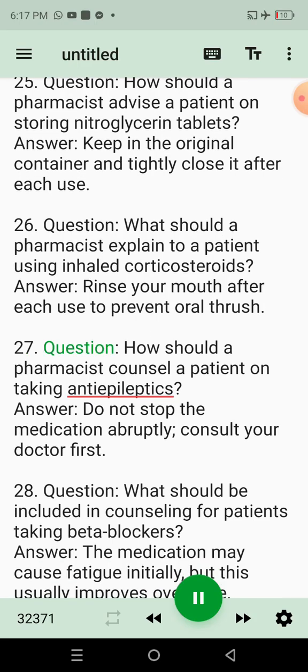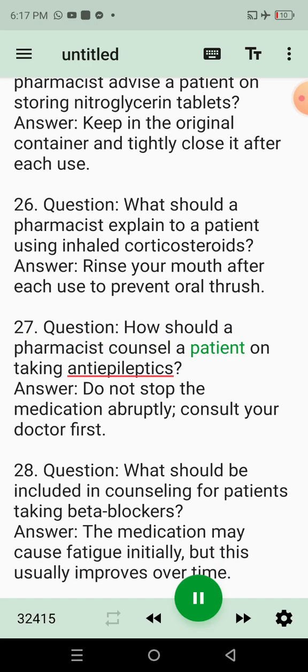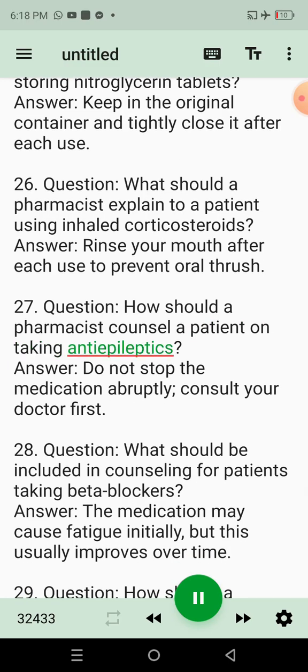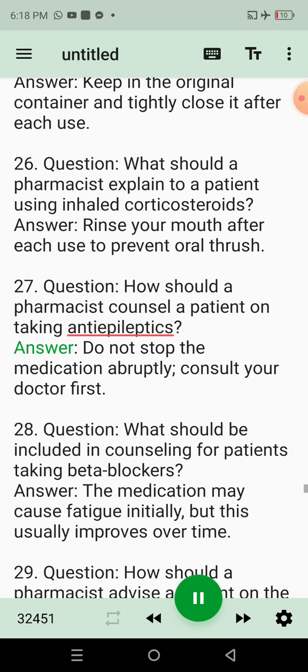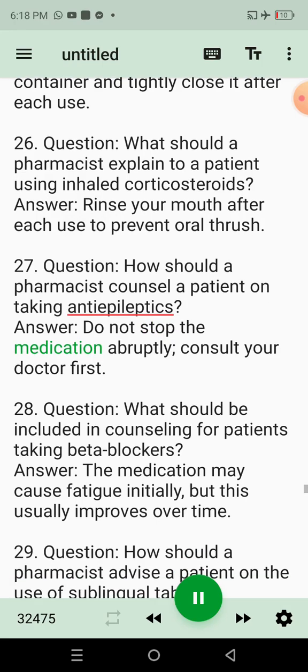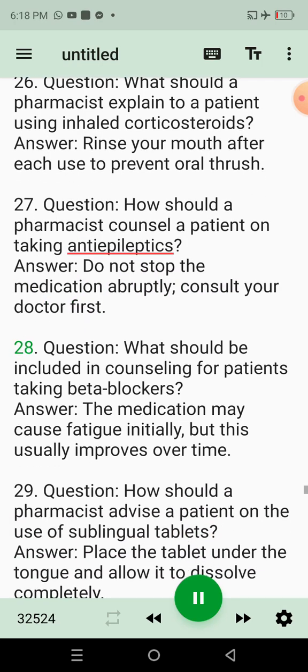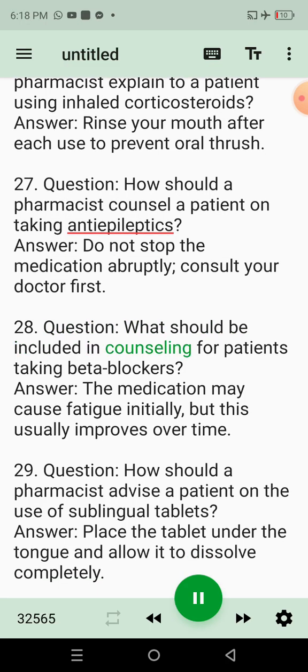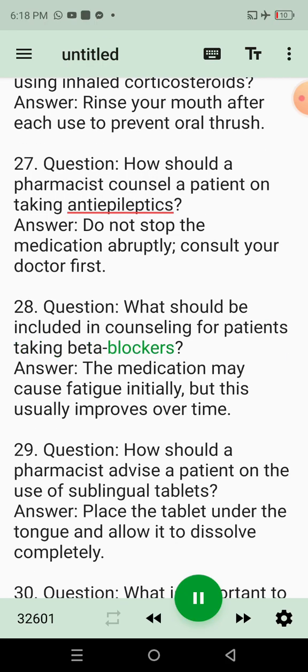27. Question: how should a pharmacist counsel a patient on taking anti-epileptics? Answer: do not stop the medication abruptly. Consult your doctor first. 28. Question: what should be included in counseling for patients taking beta blockers?